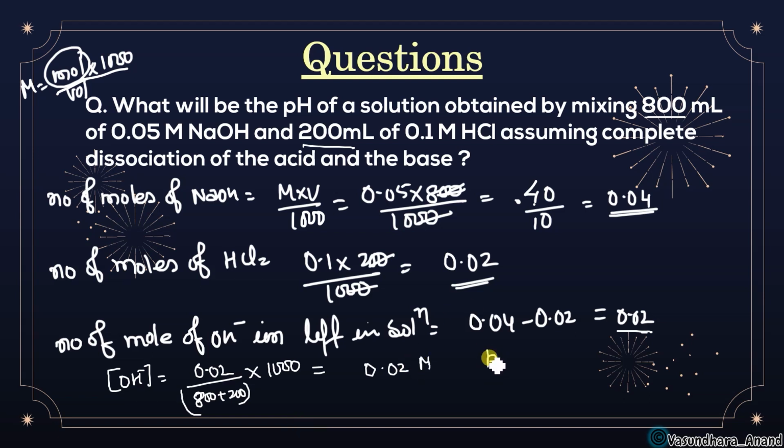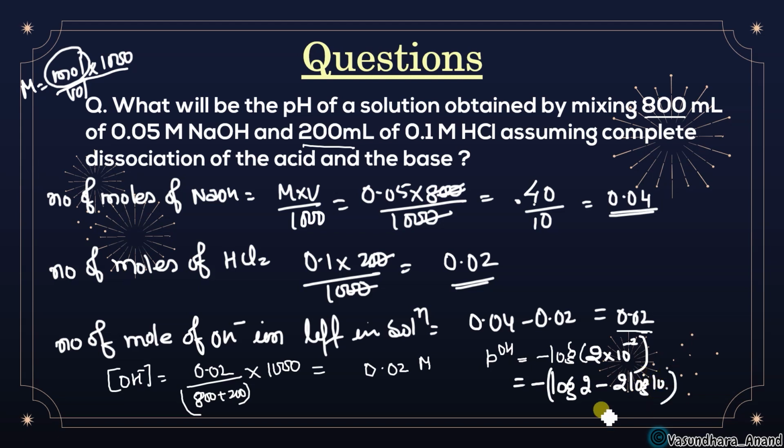Now you will find the pOH because the OH minus concentration is given over here. So this is going to be minus log OH minus concentration, and we can write it as 2 into 10 to the power minus 2. Can I write? There will be no problem in this. So minus log, and this is going to be log 2, and this is minus 2 log 10.